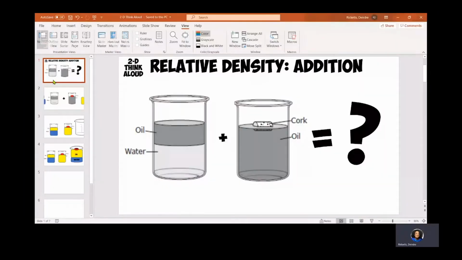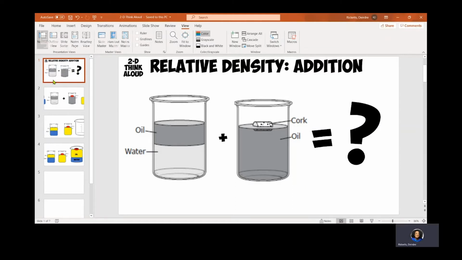Okay, now it's time for our 2D Think Aloud relative density addition. And let's take a look at this. Our first beaker, we have water and oil, with water on the bottom and oil on the top, which means that oil is floating on the water. But let's use our density vocabulary. That means that water has a greater density than oil. Oil has less density than water.